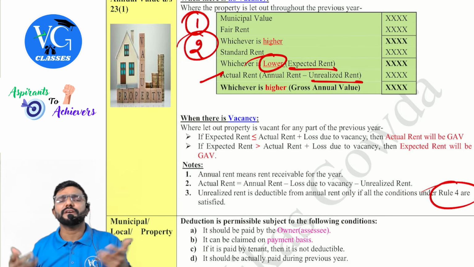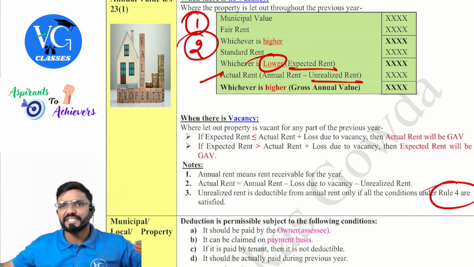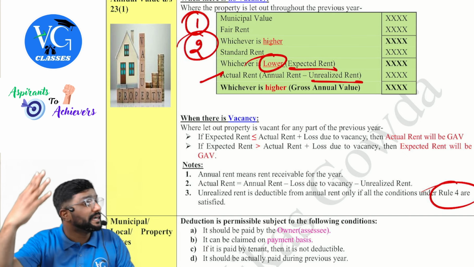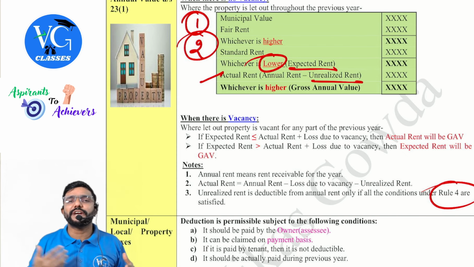So you will take annual rent. Sir, how do we calculate annual rent? Monthly rent into 12 minus unrealized rent. I can deduct unrealized rent only if I have satisfied all Rule 4 conditions. If not, I cannot reduce it. Sir, what are those Rule 4 conditions?